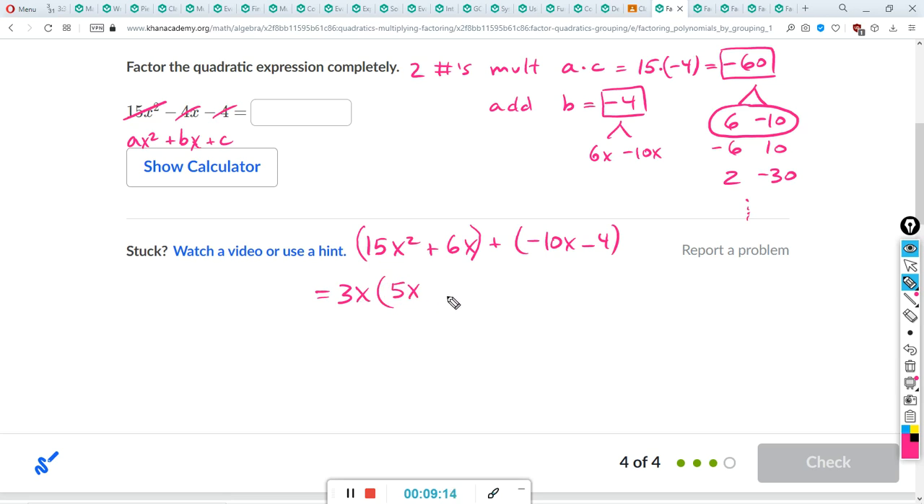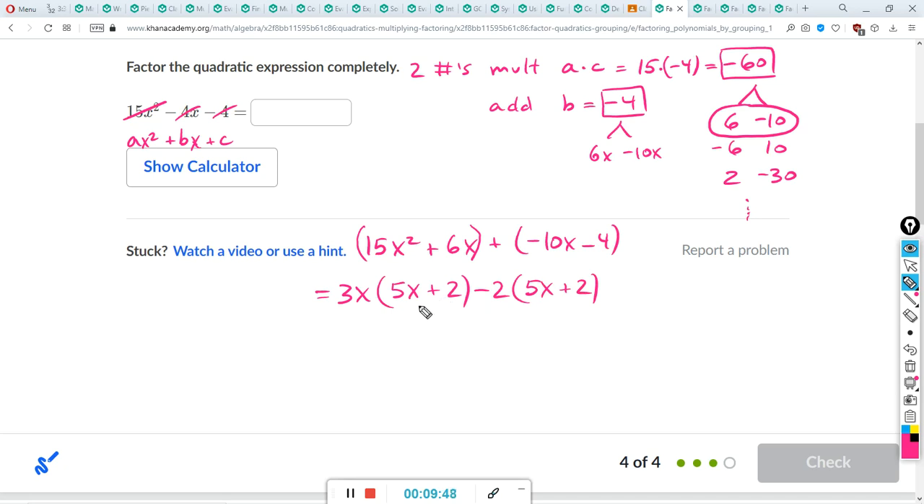And 3x times what will give us 6x? Well, that's just 2. Okay? Now, for this here, we have a negative 10x and a negative 4. Okay, they're both even numbers and they're both negative, so I'm going to factor out a negative 2. Negative 2 times what will give us negative 10x? Well, that's just 5x. Negative 2 times what will give us negative 4? That's just positive 2.